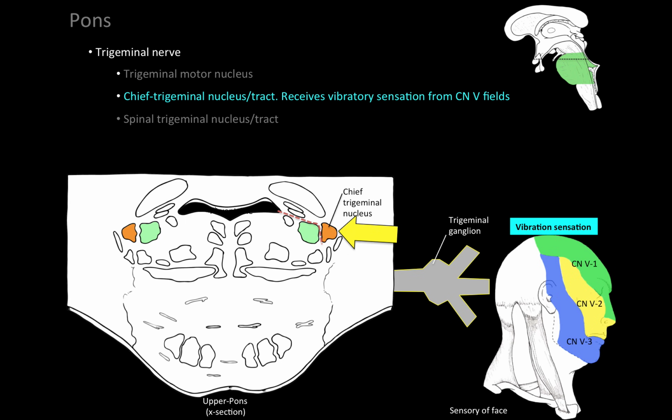And now we're only going to be taking sensory neurons that sense vibratory sensation, and watch, they all go back through our V1, V2, V3 branches. The cell bodies are in the trigeminal ganglion, which is homologous to dorsal root ganglion, into the chief trigeminal nucleus.